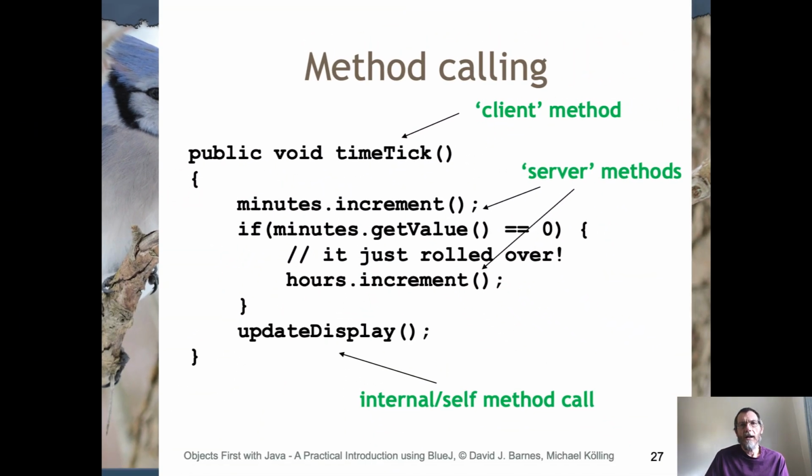So this slide captures what we've just described. TimeTick is a method inside the client object, in other words, inside the clock display object. And inside the body of that method are calls to methods of the server object, the number display objects. Minutes.increment, hours.increment, and minutes.getValue. And then finally at the end, an internal or self method call.